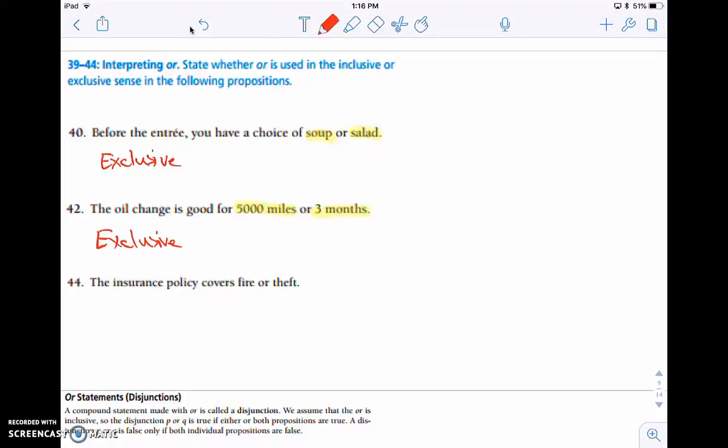Okay, the last one: the insurance policy covers fire or theft. It's very safe to assume that this would be inclusive, because I doubt an insurance policy is going to only cover fire or only cover theft. Usually your insurance policy is going to cover both of those. So that would be inclusive because it could be either or both.